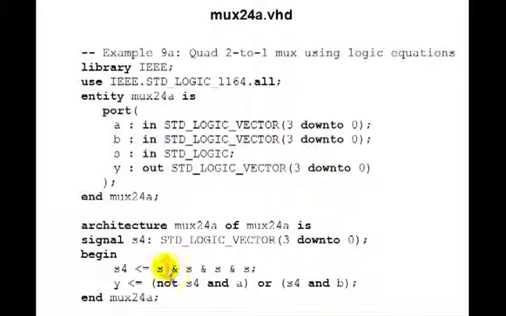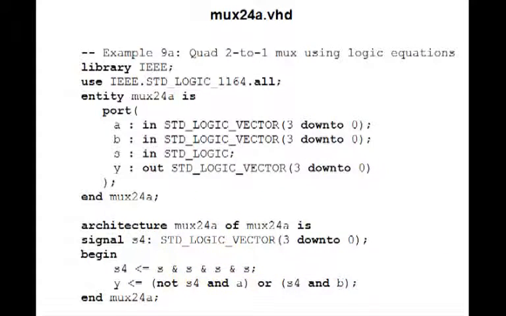And each of those bits is just whatever s is, this input s. So we got s, s, s, s. So this is a 3 down to 0. And now we use the s4 in here. So this single logic equation will expand into 4 logic equations, namely y3 is not s3, which is just s, and a3, or s and b3. And similarly, y2, y1, y0 will be not s and a0 or s and b0. So this is a little trick you have to remember.